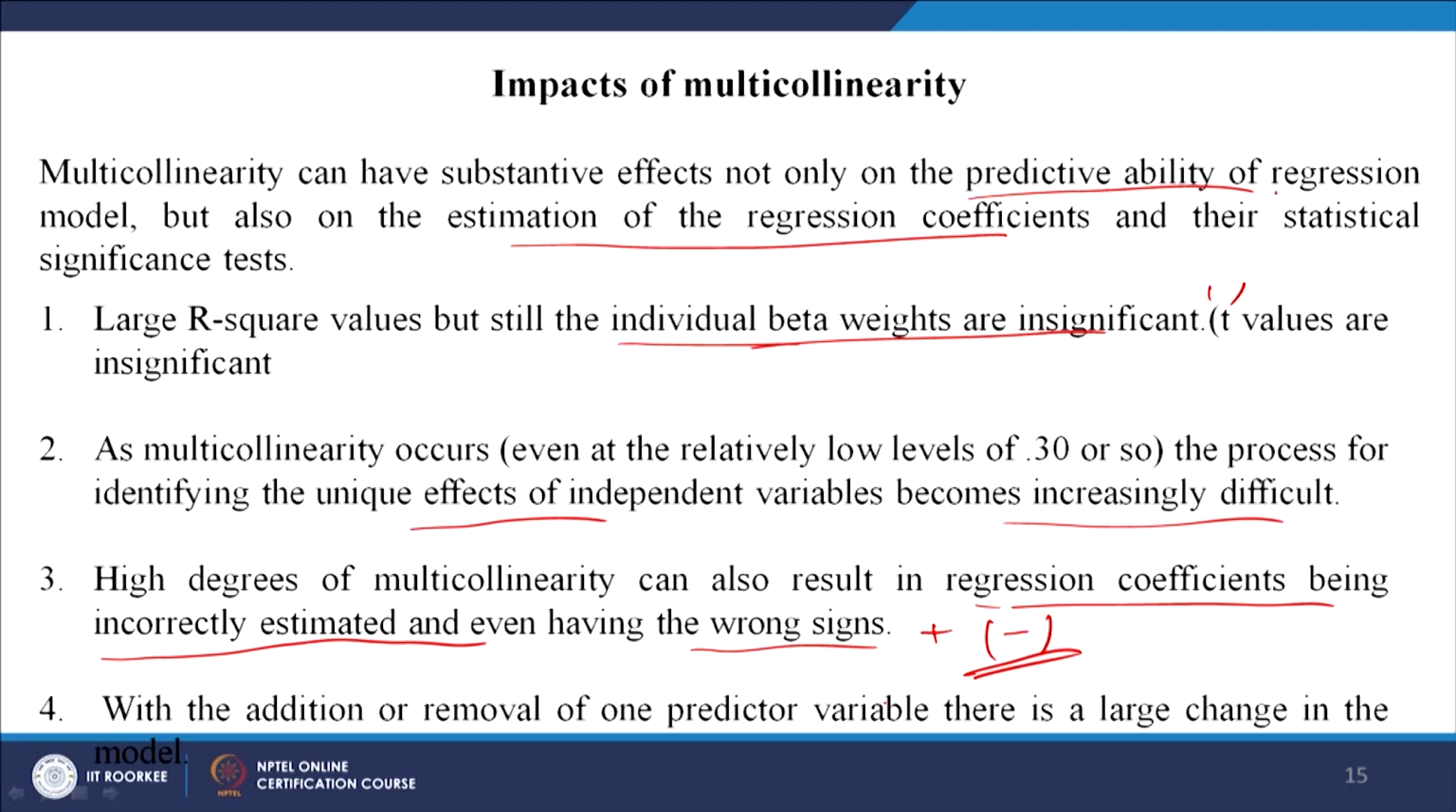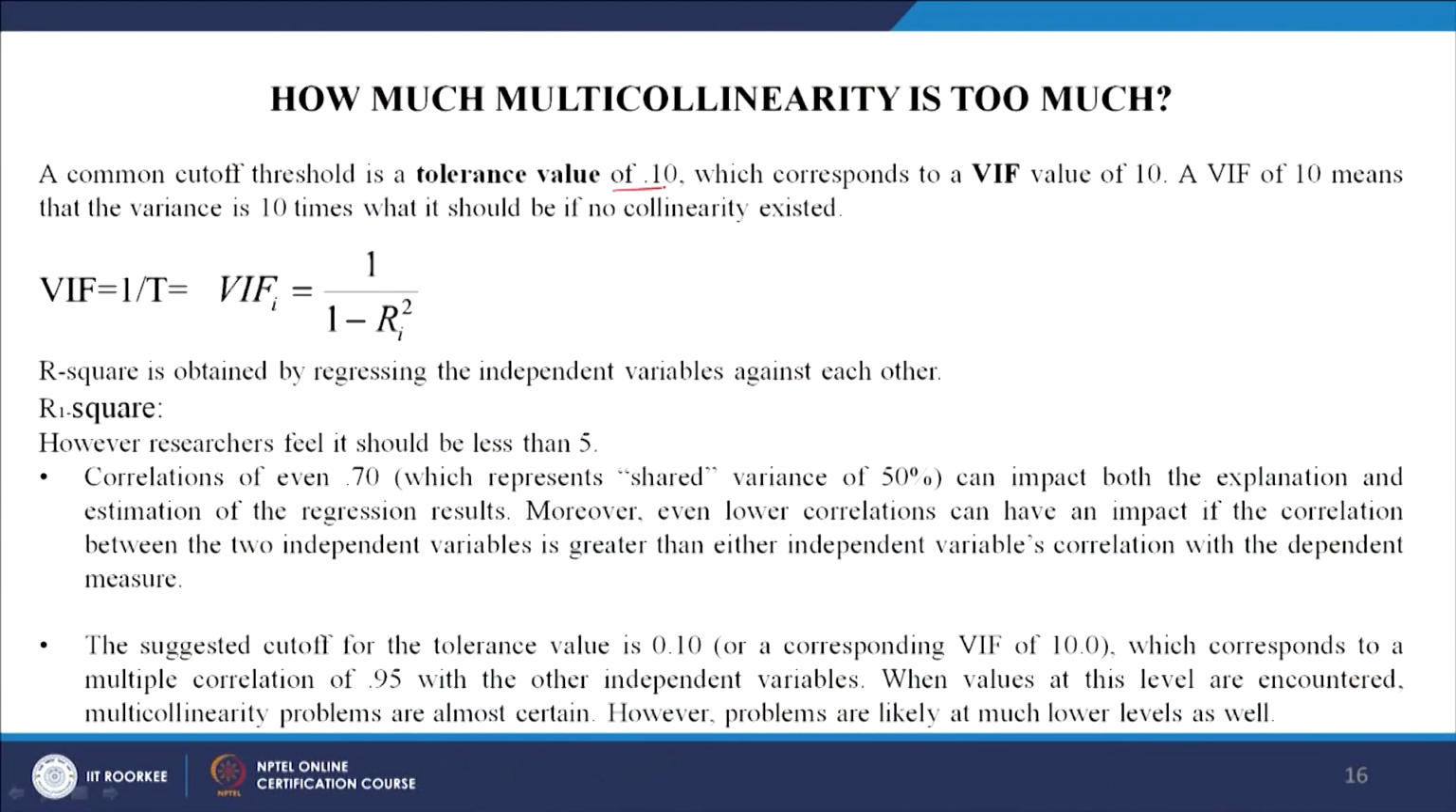And the last is that with the addition or removal of one predictor variable, that means if you remove one of the independent variables, there is a large change and the model may become unstable. So, you see how difficult or dangerous it is to have a multicollinearity problem. Okay. So, this is what I was explaining, a common threshold tolerance value is taken as 0.1, right. So, obviously the VIF is 10, but then this is not accepted in the scientific community, right.